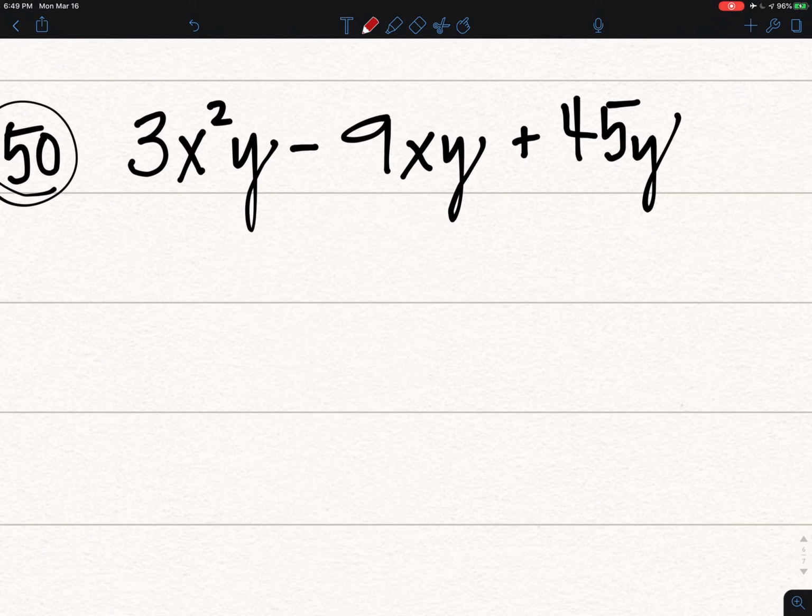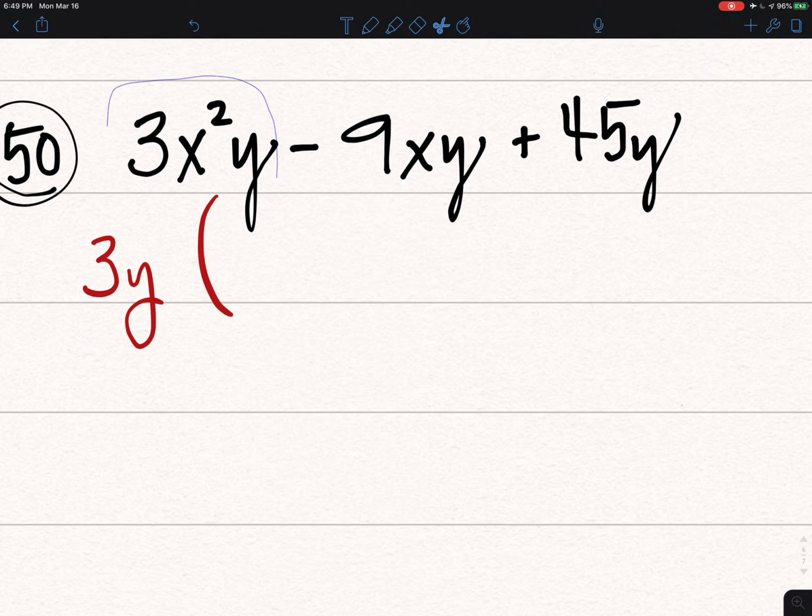Do we have a GCF on all 3 terms on number 50? Well, it looks like we do. We have a 3 that is common to all 3 terms, but not only that, we also have a y that is common to all 3 terms. So let's factor out the GCF first, and then we'll decide whether or not to factor the continuing trinomial.